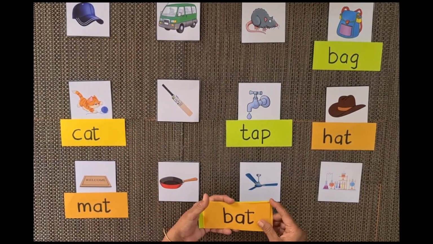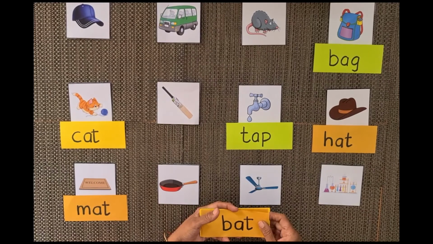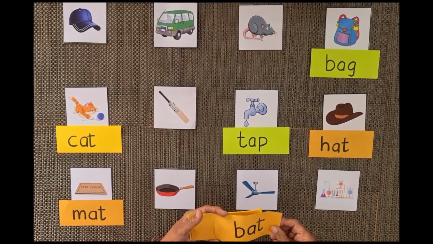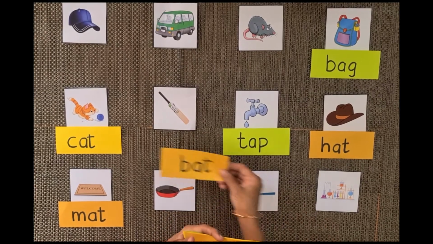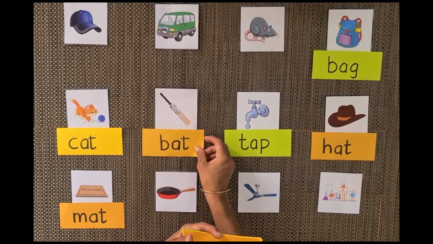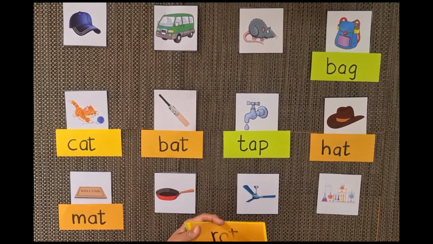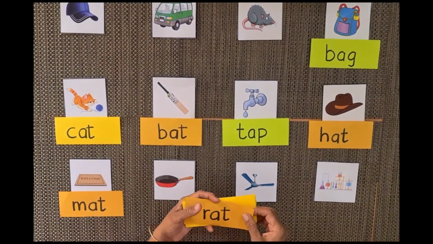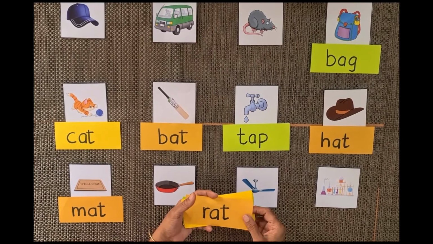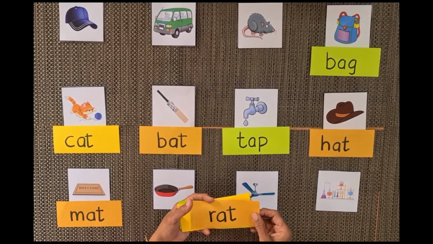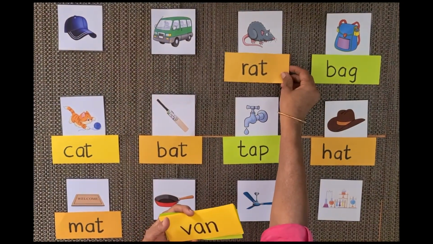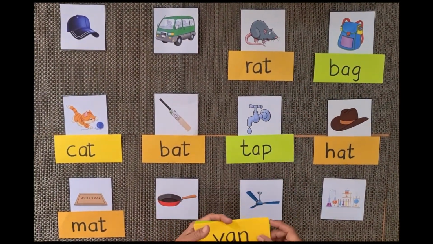What is this? B-A-T, bat. बैट से आप क्या खेलते हो? क्रिकेट. यस. बैट, बैट. नाउ व्हाट इज दिस? रैट, रैट. R-A-T, रैट. रैट मतलब चूहा. वेयर इज द रैट? हियर इट इज अ रैट.